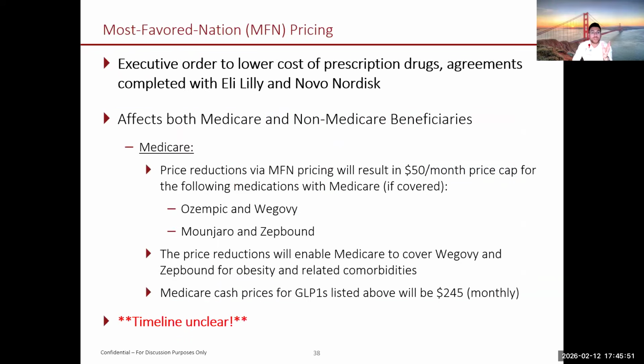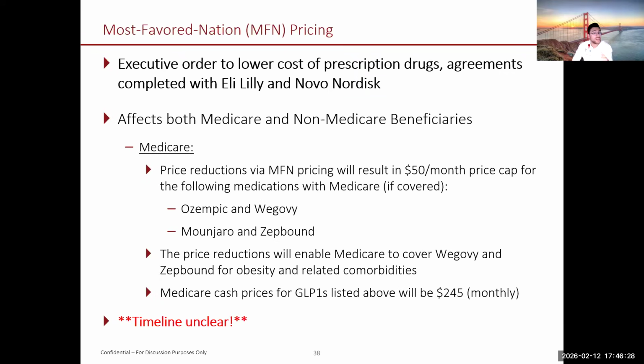Now, in terms of most favored nation pricing for Medicare, the timeline of when these changes will actually occur is unclear, but what the executive order proposes is a reduction in certain medications, specifically Ozempic and Wegovy, which are the same thing, semaglutide, and Mounjaro and Zepbound, which are both tirzepatide. So one form is for diabetes, one form is for weight loss. Those will be capped at $50 a month if your plan covers them in Medicare, kind of like an insulin $35 cap.